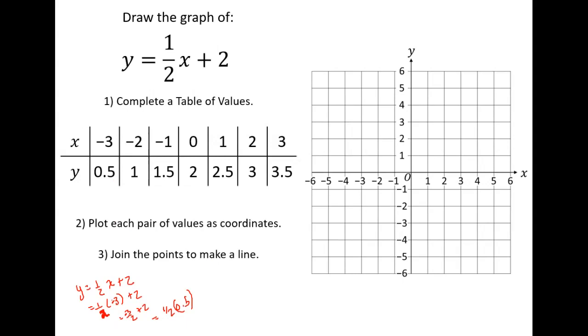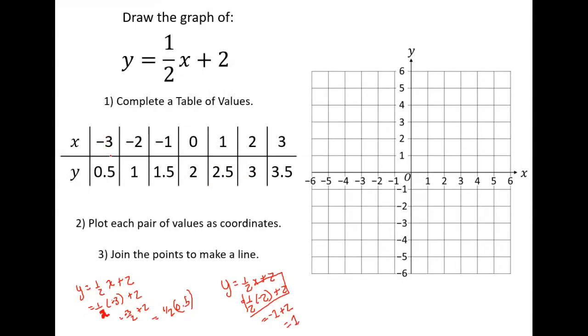So I have them all calculated here, but let's try another one. We have 1/2 x plus 2. So now we're going to put in a -2, so you can use your calculator again, but that's going to give you -2/2, which is -1 plus 2, which gives you 1. But again, you could punch it into your calculator right from this step, and it will give you that 1. And then you can do the same thing for -1, which will give you -1/2 plus 2, which gives you 1.5, and so on. So these are all just using your calculators.